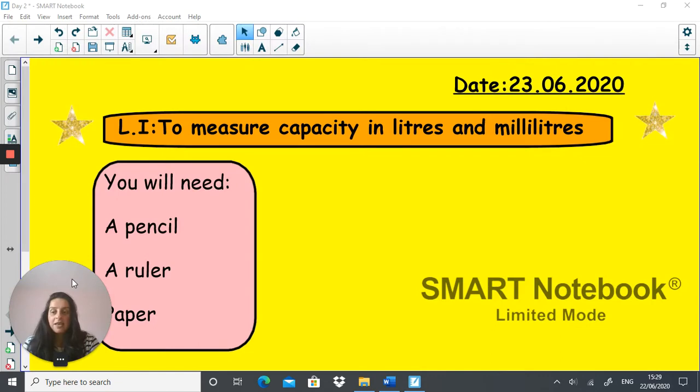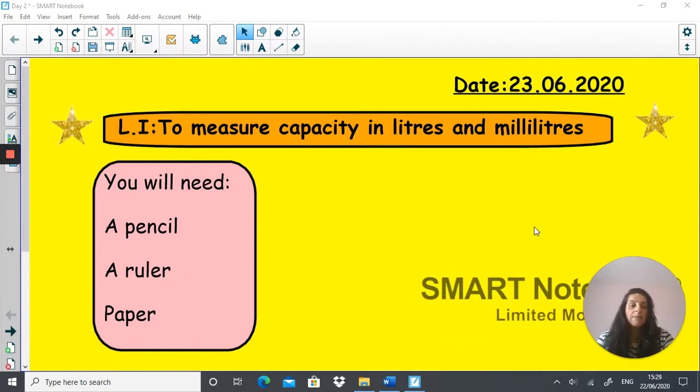Let me minimize my face. There we go. There I am in the corner. Today's date is the 23rd of June 2020, and our LI is to measure capacity in litres and millilitres. You'll need a pencil, a ruler, and a piece of paper to get started.